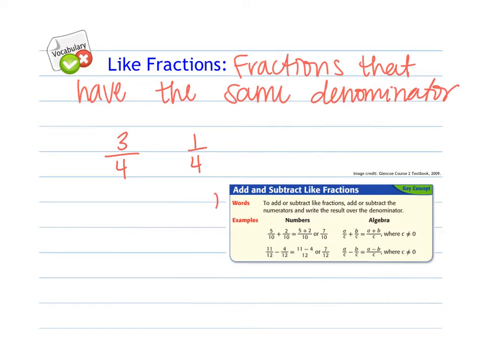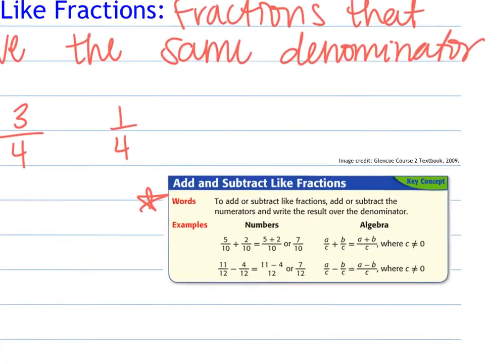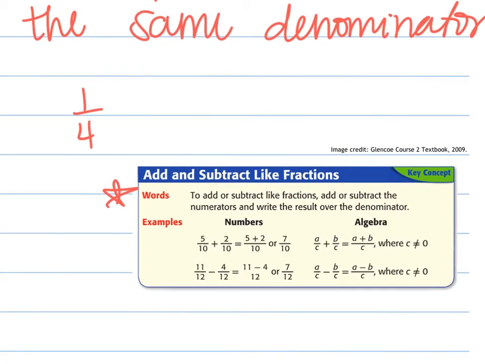Down here, something to write down. To add or subtract like fractions, add or subtract the numerators and write the result over the denominator. So if you have a denominator that's the same, you just add or subtract the top number and the denominator stays the same. So you should write that part down, and you should also write these examples down.